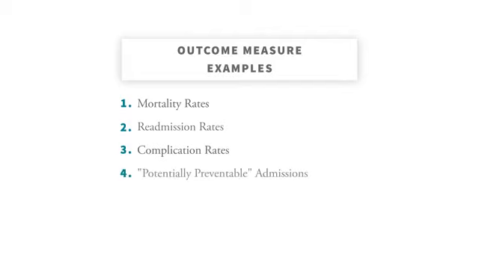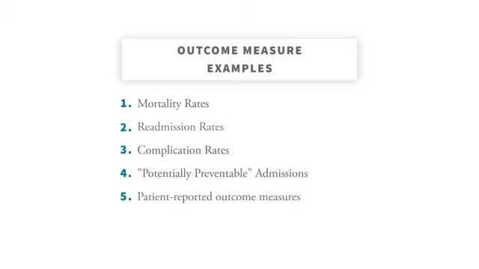A fourth example would be how often patients are admitted to hospitals for conditions that might have been treatable in outpatient settings had the patient received strong outpatient care in a timely way. Sometimes we call these ambulatory care sensitive admissions or potentially preventable admissions. These outcomes, measurement of them, are all focused on data and tracking of healthcare events and utilization.